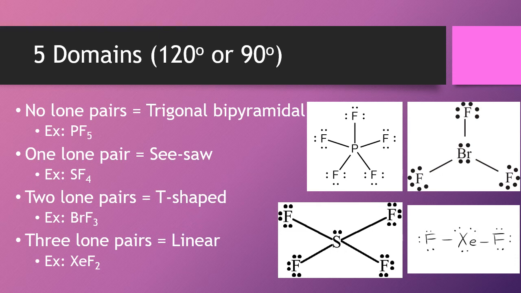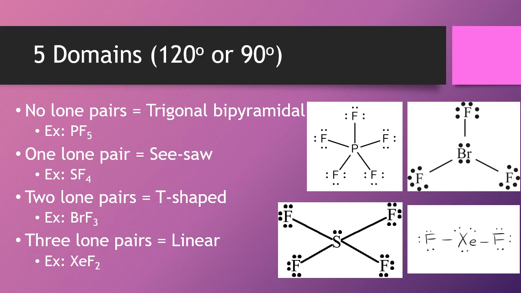If two of the domains are lone pairs, then the name of the molecular geometry is T-shaped. You're left with one of the molecules from the trigonal plane and the 2 on the axes, which results in a T-shaped molecule. The Lewis structure for an example molecule of this, bromine trifluoride, is shown in the top right of the Lewis structures on this slide.